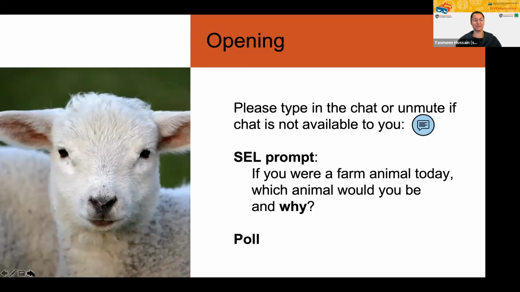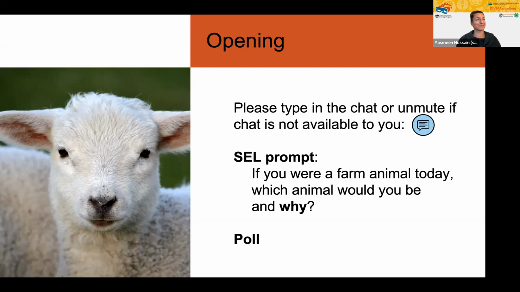So for our opening, I would like to invite you to think about and add in the chat, or unmute and share if the chat is not available to you: if you were a farm animal today, which animal would you be and why? Asking people to engage with this kind of question really helps practice that skill of self-awareness and tapping into how you're feeling and becoming curious about the why. So it's kind of practicing those emotional skills and emotional identification.